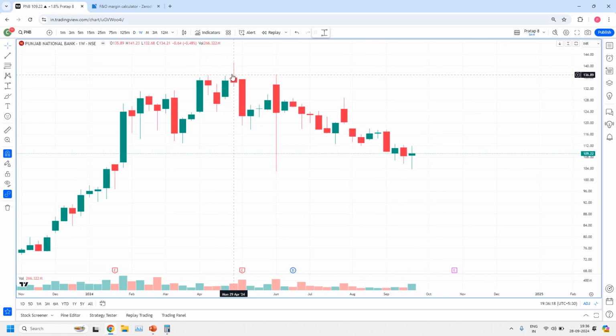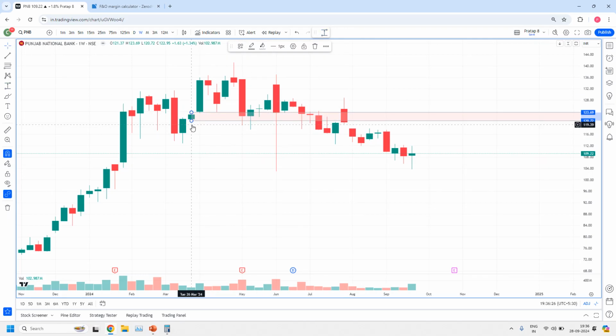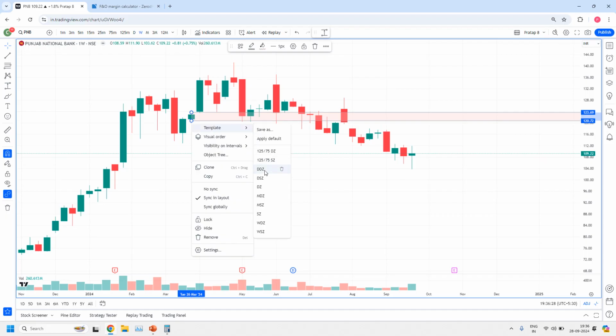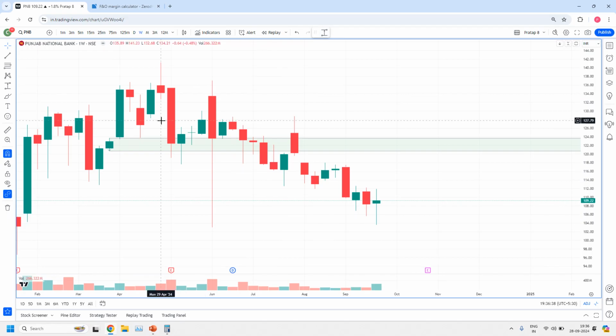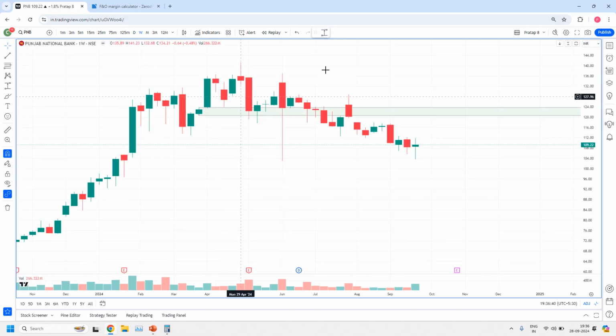See here we have a rally base drop, and also a rally base rally. And this was the first demand zone violated. This is the weekly demand zone. How is it violated? A new supply zone is created, rally base drop.